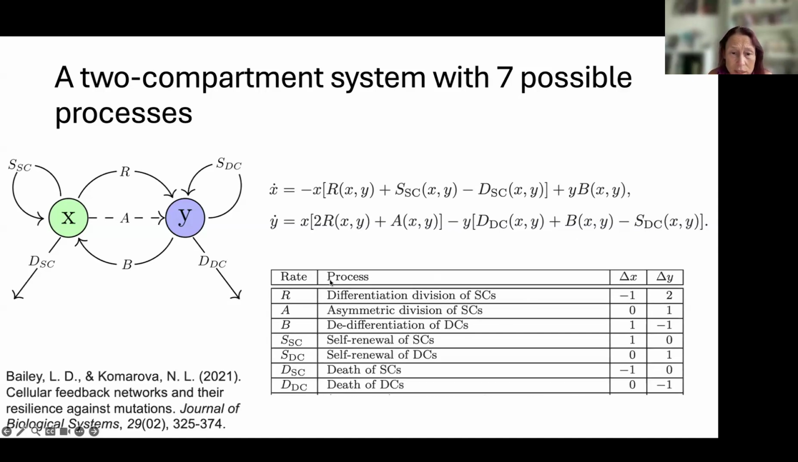And finally, 2 death rates. The death rate of stem cells and death rate of differentiated cells. The death rate of stem cells takes away 1 cell from X, and death rate of differentiated cells takes away 1 cell from the Y's.